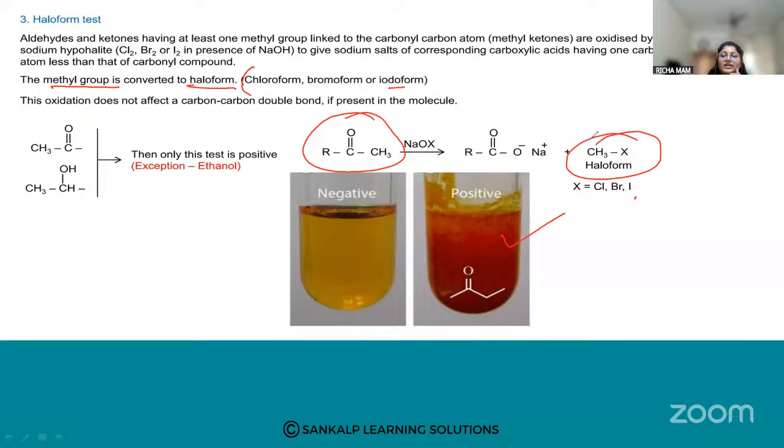If you get a dark brownish, reddish brown color, that means it is a positive test. So this is the haloform test. Haloform tests are best answered by aldehydes and ketones which have a methyl group. If there is a methyl group linked to the carbonyl carbon, then only the haloform test is answered by such aldehydes or ketones. Is it clear?